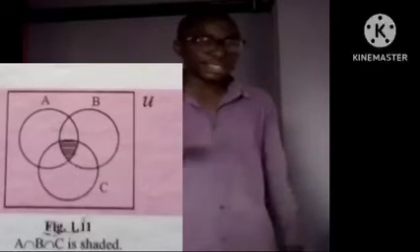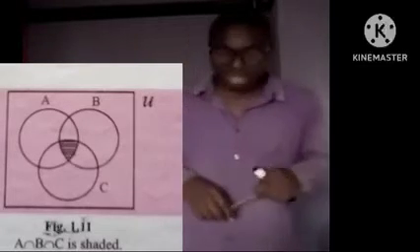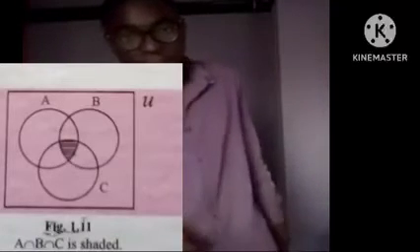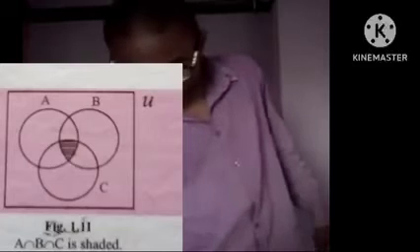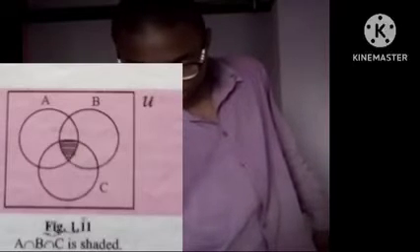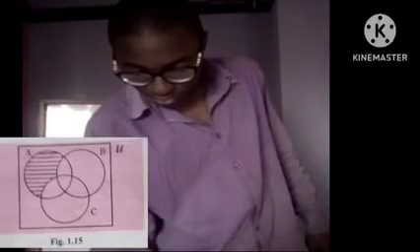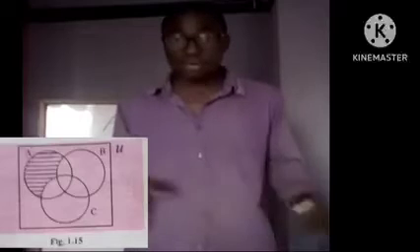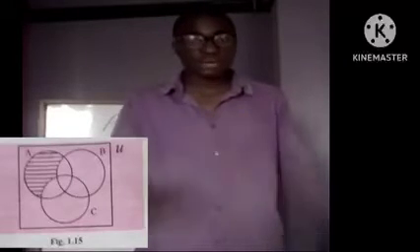So let's talk about something else, and that is the concept of A intersection B complement intersection C complement. That is A alone. You remember I told you earlier that when you talk about a set alone, you are going to add complement to the remaining sets. So A intersection B complement intersection C complement means A alone.